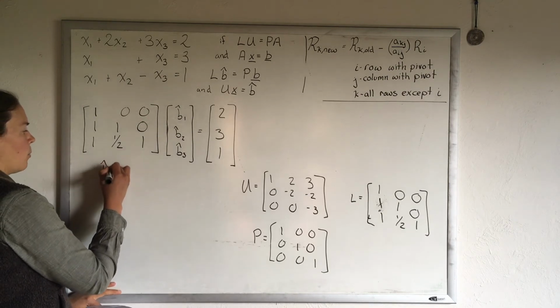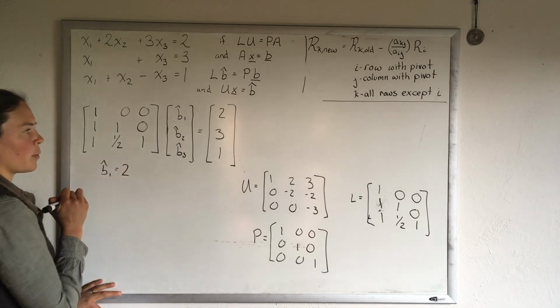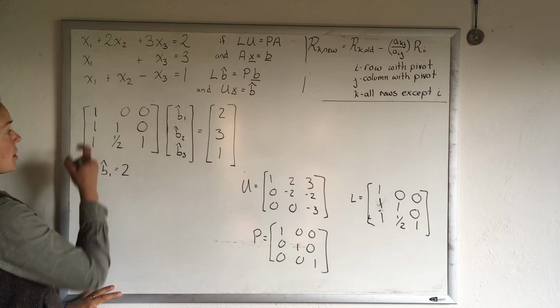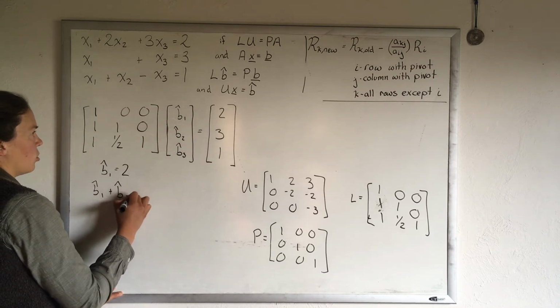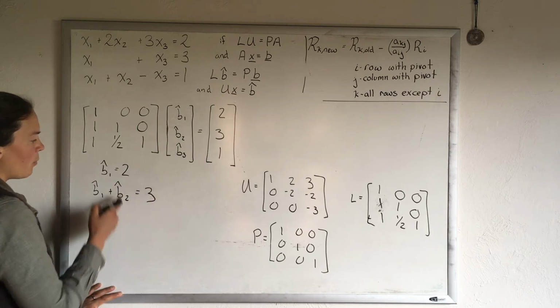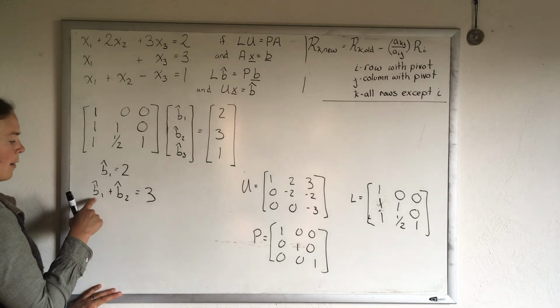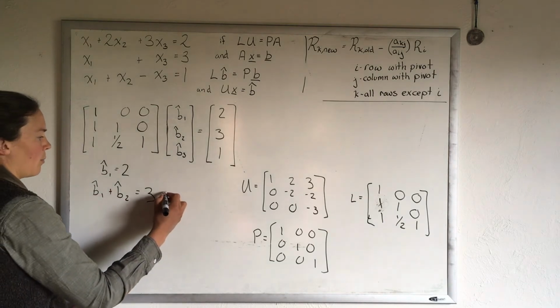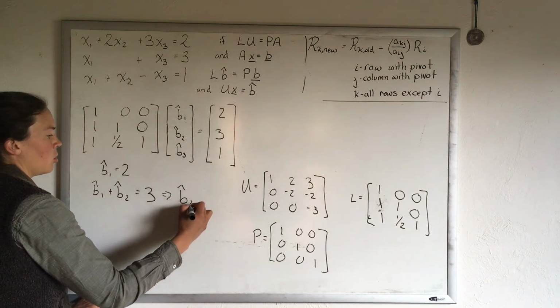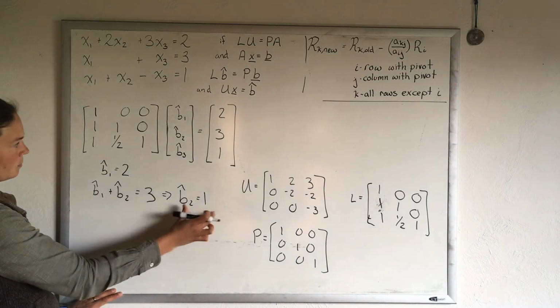So B hat 1 equals 2 from that first row. And now the second row says B hat 1 plus B hat 2 is equal to 3. And we can plug in our 2 for B hat 1, so we'd have 2 plus B hat 2 is equal to 3. So that should give us that B hat 2 is equal to 1.